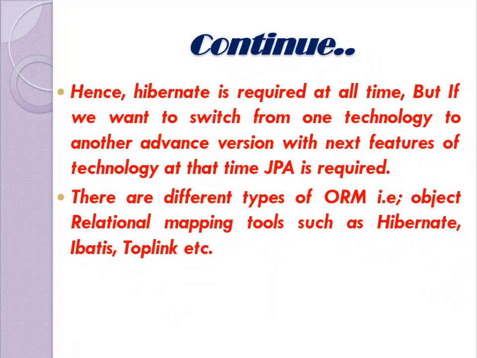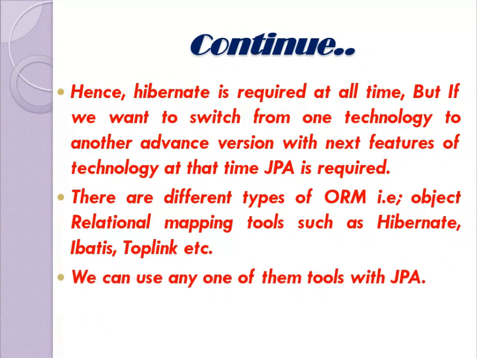There are different types of ORM tools available, that is, object relational mapping tools such as Hibernate, iBatis, and TopLink. Mostly Hibernate is used, because Hibernate is configured by default with JPA. We can use any of these tools with JPA, but if we want to use iBatis or TopLink, we need to manually configure that ORM with JPA. Hibernate is configured by default.